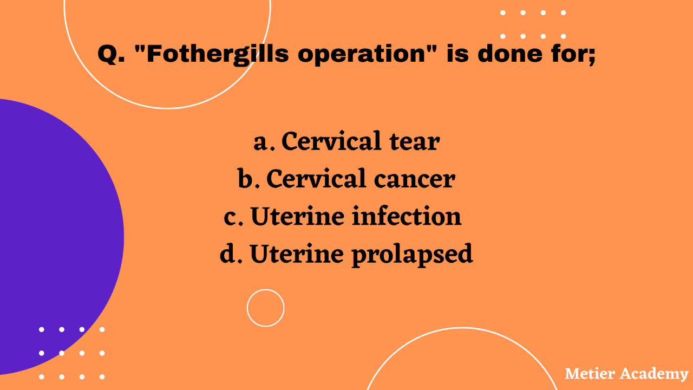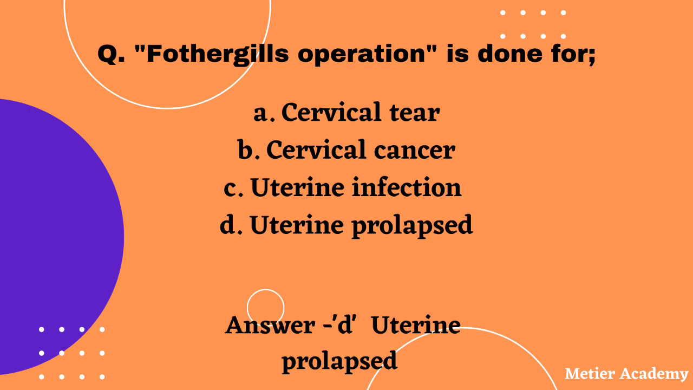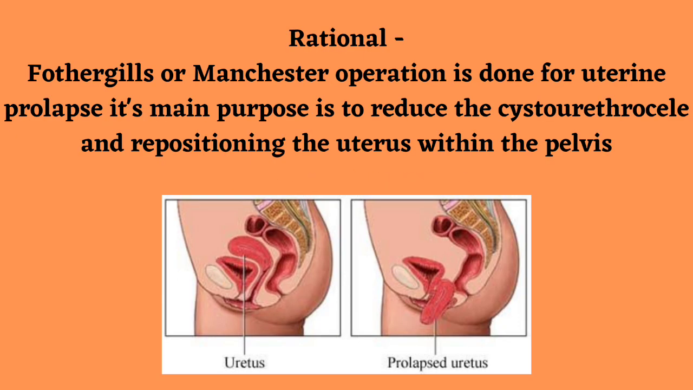Fothergill's operation is done for cervical tear, cervical cancer, uterine infection and uterine prolapse. And here the correct answer is option D, uterine prolapse. The rationale is Fothergill's, also called as Manchester operation, is done for uterine prolapse. Its main purpose is to reduce the cystourethroceles and reposition the uterus within the pelvis region.